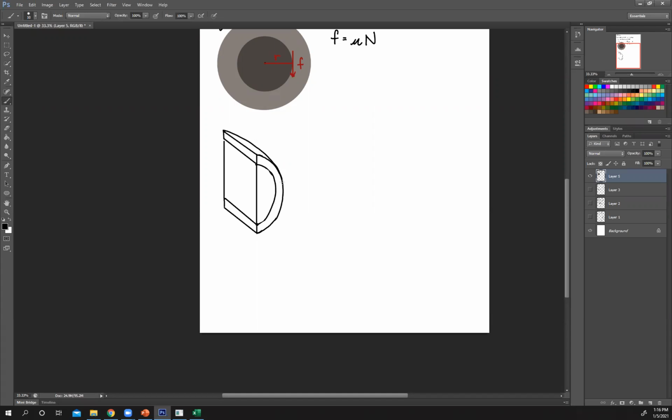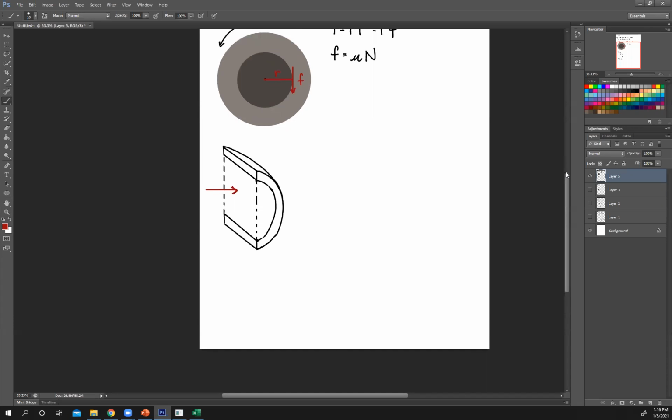There. So imagine this being your wheel. That contact force now is actually this. That's your F. And that contact force will come from here. Let's call it F. So this is your tire.